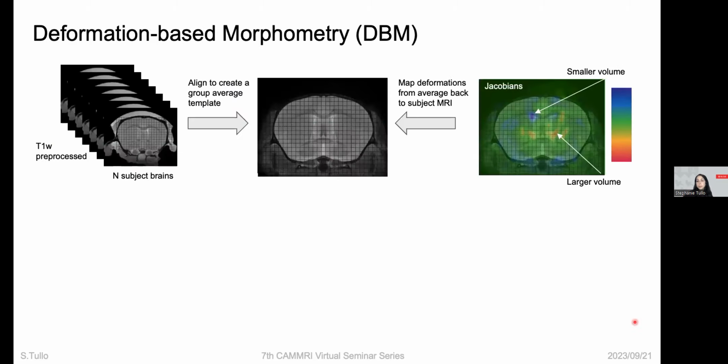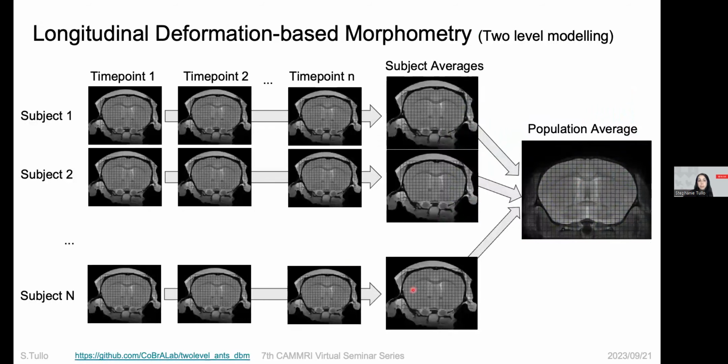We use deformation-based morphometry, which essentially allows us to examine differences at the voxel-wise level. As Millar mentioned, we adapted this technique to have a longitudinal way to examine the trajectories of change over time, where we first average all of the subject time point scans together to create subject averages, and then we average all the subjects to create a population average.